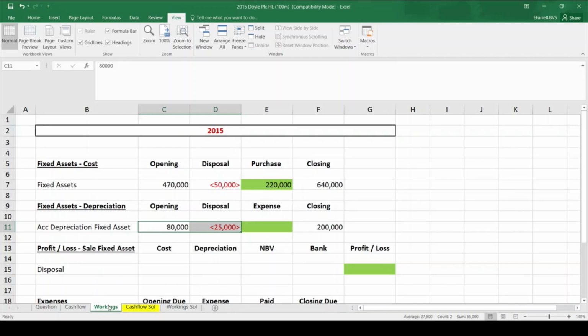At the end of the year, depreciation was 200, so the difference must have been the expense for the year. So it'll be 200 minus the 55,000. So the expense for the year was 145,000.